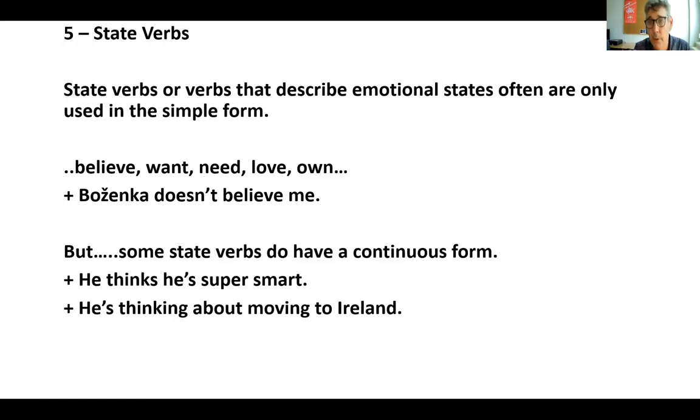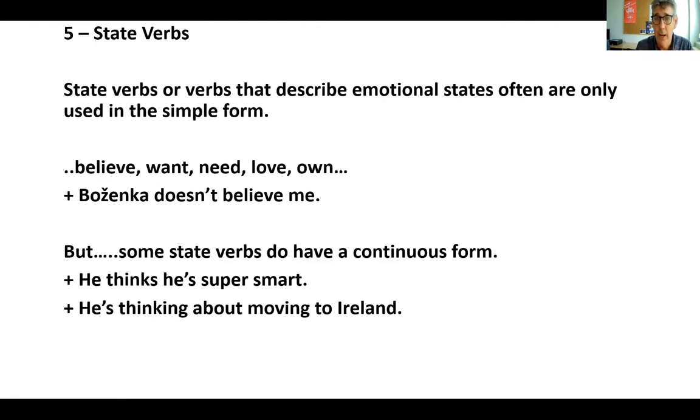Generally, this is where the confusion comes in. Scratch what I just said. Here's where the confusion comes in. So generally state verbs are only simple tense. All right. So for example, need. Let's just talk about need. I can say, I need a new car. All right. That's good English.